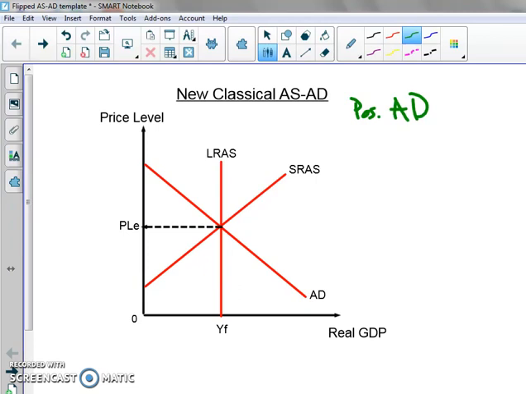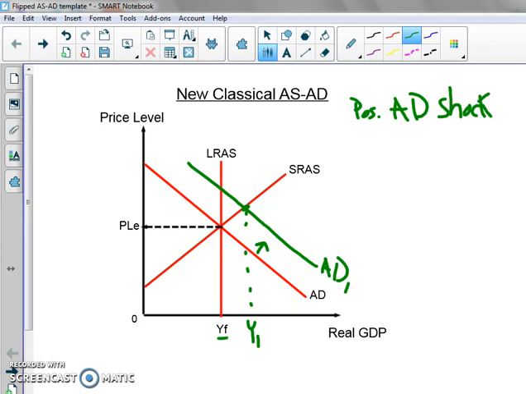A positive AD shock would be caused by people spending more money. This could be interest rates falling, so people are going out and borrowing a lot of money. This could be an increase in the value of the stock market or housing market or bond market, anything that would cause people to become more confident and want to spend more money. If that happens, our AD curve is going to shift to the right, which we indicate with AD1. And at the rightward shift of the AD, we can see that our new short-run equilibrium level of output is at Y1. It's actually greater than our potential output.